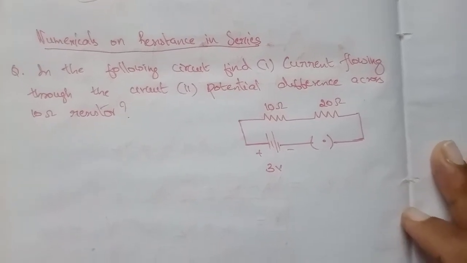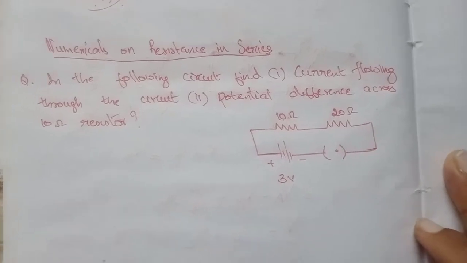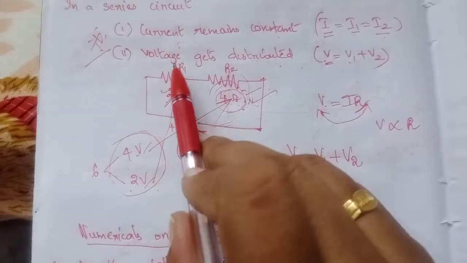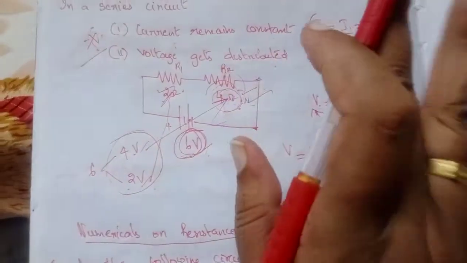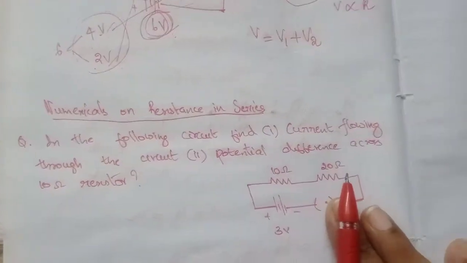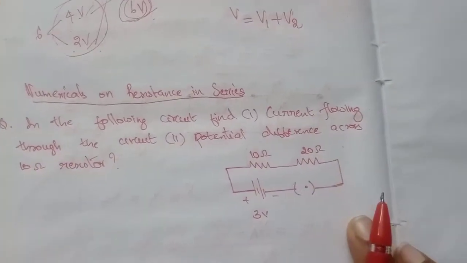It's me, Vidya, here. In the last class we already discussed the series circuit, and we know that in a series circuit the current will always remain constant and the voltage will get distributed. This is the concept that we studied in the last lecture. Today we are going to solve some numericals based on resistance in series. So let us move on to the first question.